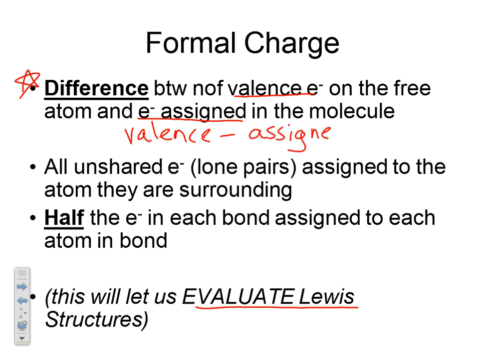So we know how to get valence electrons. That's easy. That's from the periodic table. But the number of assigned electrons is all about the Lewis structure that you've drawn. So we have 2 types of electrons in a Lewis structure. We have lone pairs and we have electrons that are in bonds.